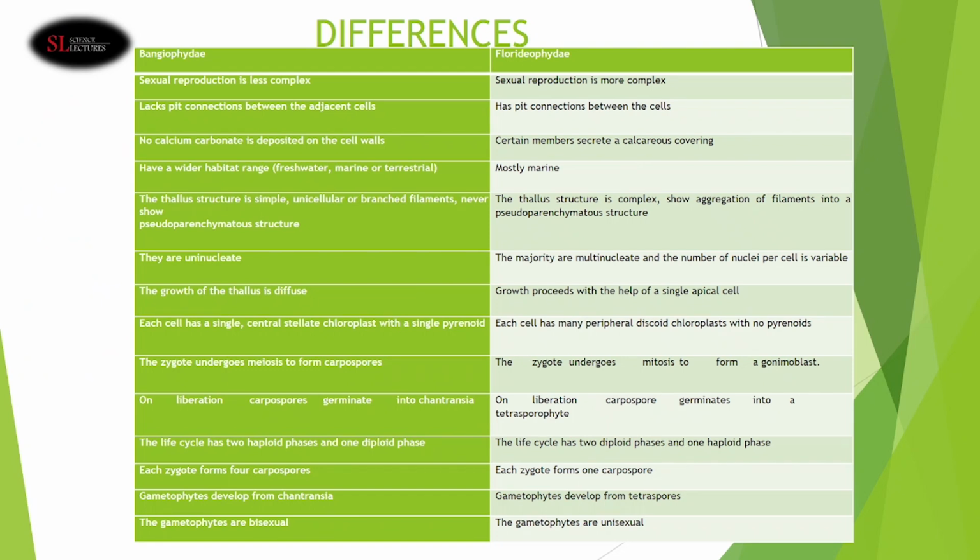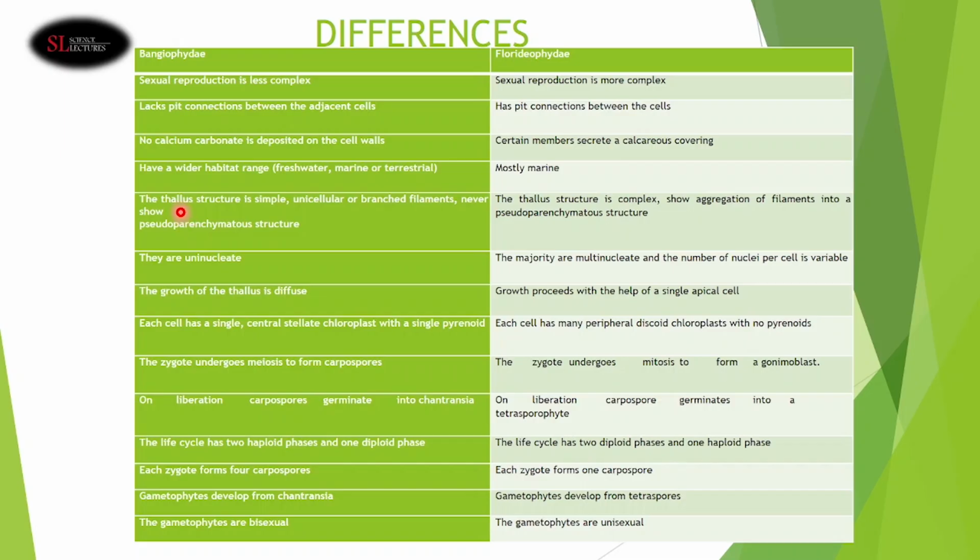Members of bangiophycidae have less complex sexual reproduction, while those of floridiophycidae have very complex sexual reproduction. Number two, the pit connections, we said they are found in floridiophycidae, not bangiophycidae. Then calcium carbonate is deposited in members of floridiophycidae, not bangiophycidae. Then bangiophycidae is found in freshwater, marine, or on land, but many members of floridiophycidae are marine.